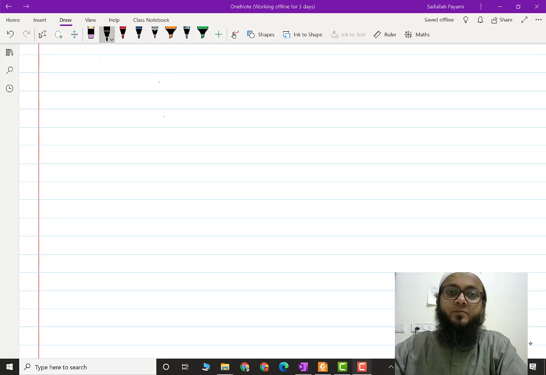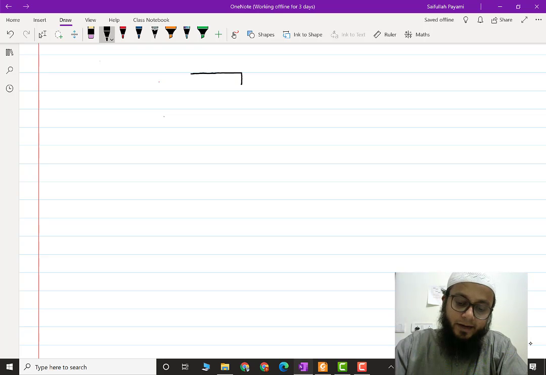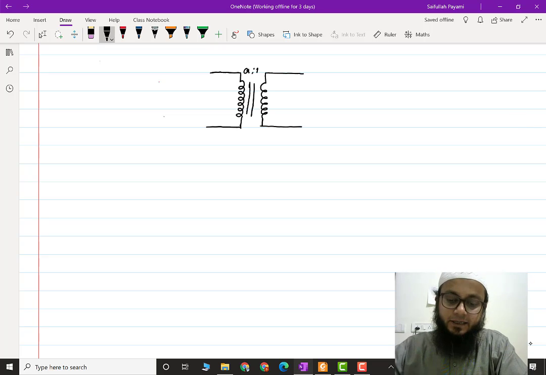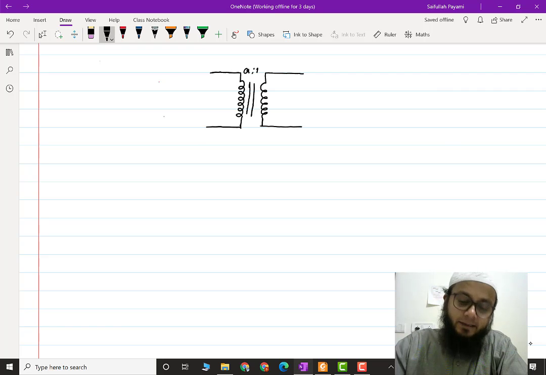Hello everybody. In the previous lecture we discussed a practical transformer, where we modeled a practical transformer by removing the conditions which we laid on an ideal transformer. So the ideal transformer was represented by just two windings; this is the general representation of an ideal transformer.